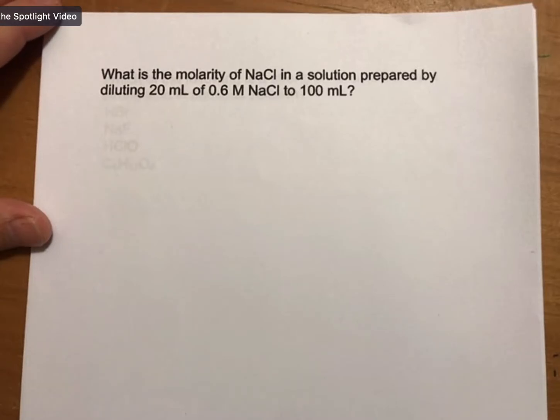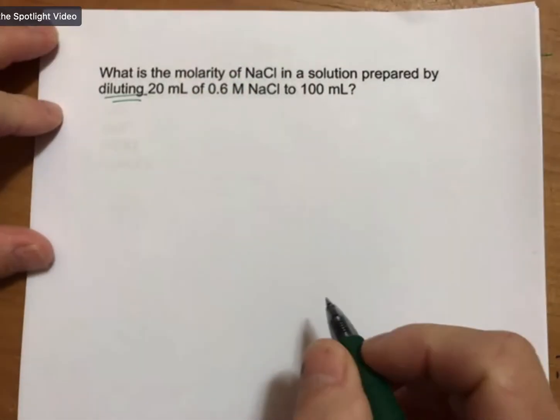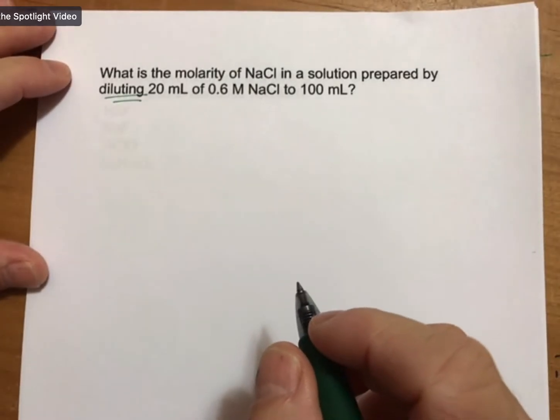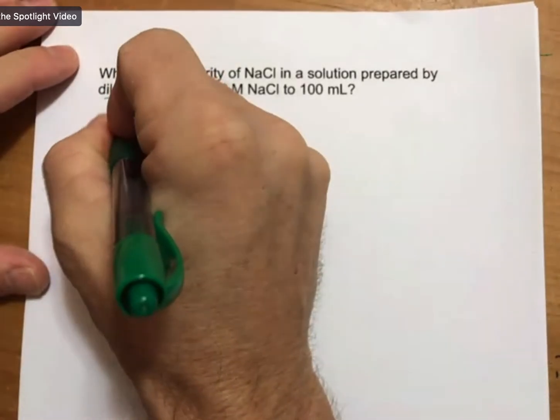What is the molarity of sodium chloride in a solution prepared by diluting 20 milliliters of 0.6 molar sodium chloride to 100 milliliters? In this problem, there's a key phrase here. It's the word diluting, and it means that we're going to be using the dilution formula.